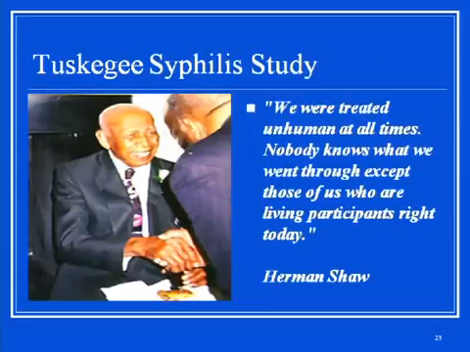All right, so that sort of sums it up in a nutshell. And this is what you were talking about, right? So this was Herman Shaw. I think this was in 1997 when he was brought to the White House, and there was a formal apology by Bill Clinton. I think he went on to die later in 1999. And so his words were that we were treated unhuman at all times. Nobody knows what we went through except those of us who are living participants right today.